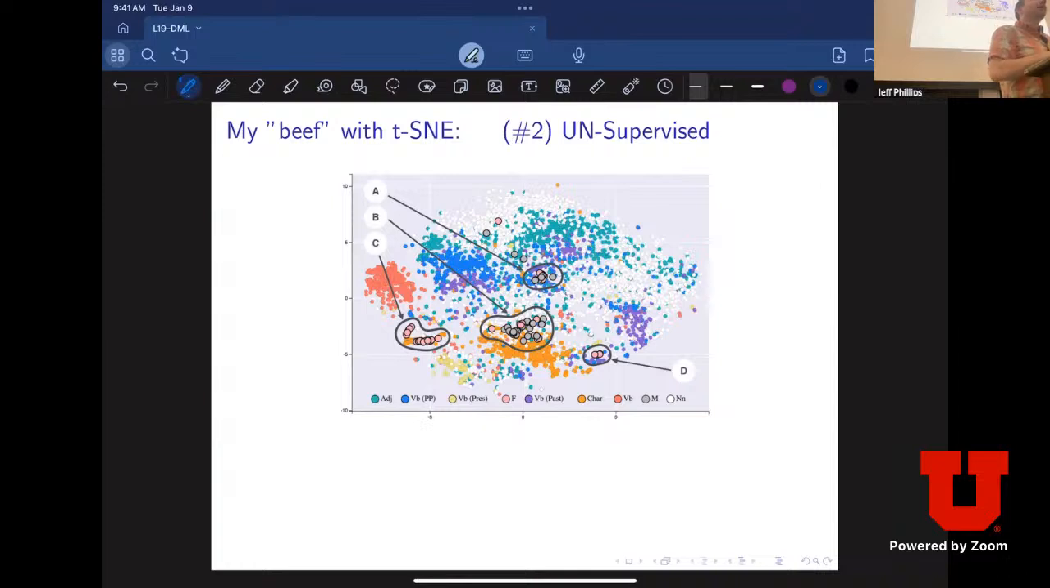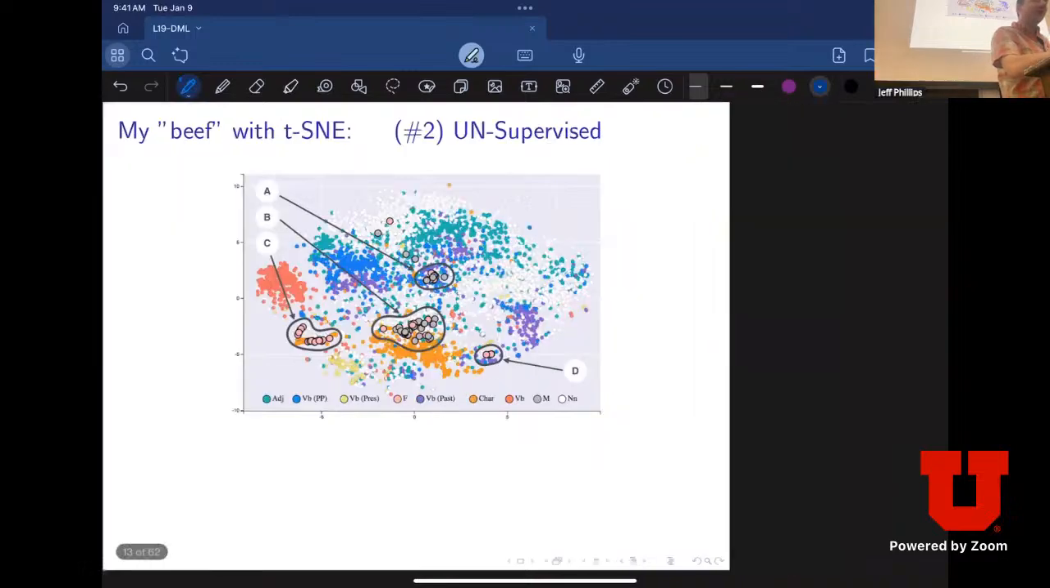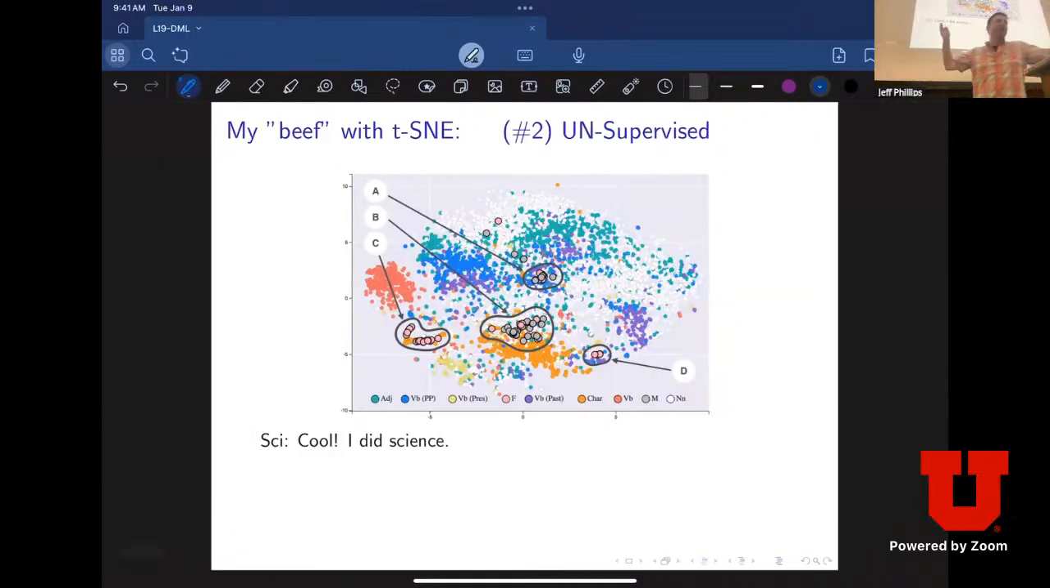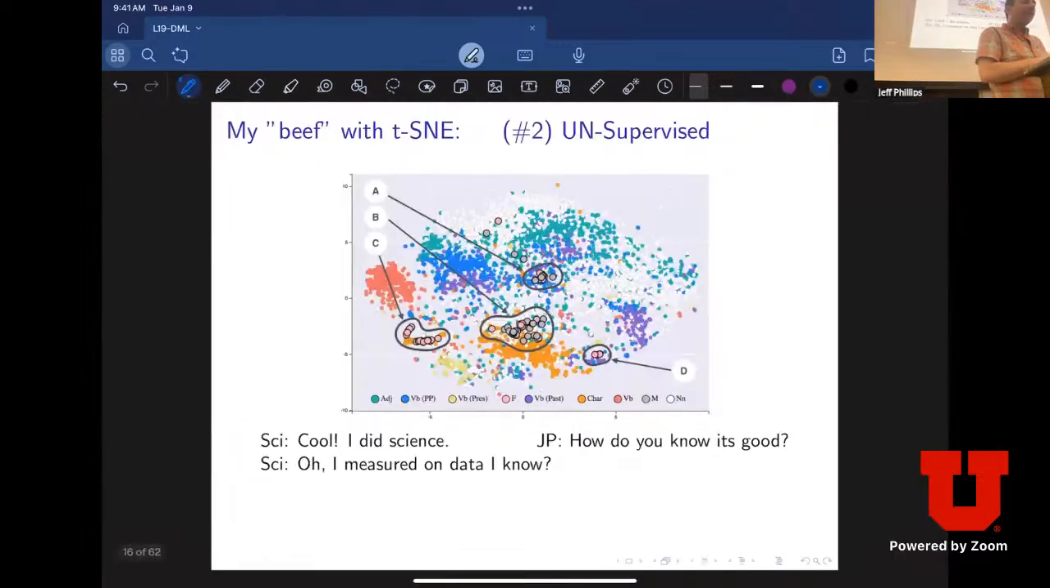And there's some discussion I've had with some domain scientists who've used this multiple times. It goes something like this. They say, cool, I did some science, I did t-SNE, I've got this result, here's what it shows me. I say, oh, so how do you know it's good? What makes this result good? They say, well, I measured on some of the data I know. I knew that these were verbs and these were adverbs, so I assume other stuff nearby follows that pattern. So I had some data which I could check it on, and the data I checked it on worked out.